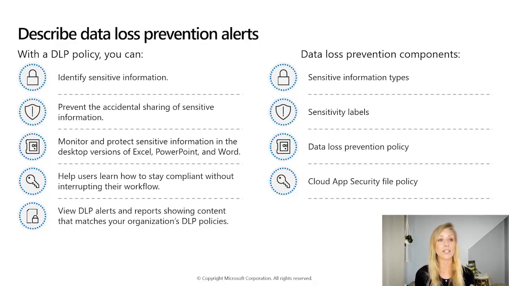We can help users learn how to stay compliant without interrupting their workflows, educating them about DLP policies and helping them remain compliant without blocking their work. For example, if a user tries to share a document containing sensitive information, then the DLP policy could send them an email notification and show them the policy tip in the context of the document library. And then they can even decide to override the policy if they have business justification. And you can get these same policy tips to appear in Outlook on the web, Outlook, Excel, PowerPoint, and Word.